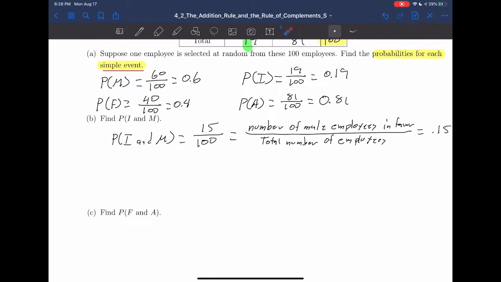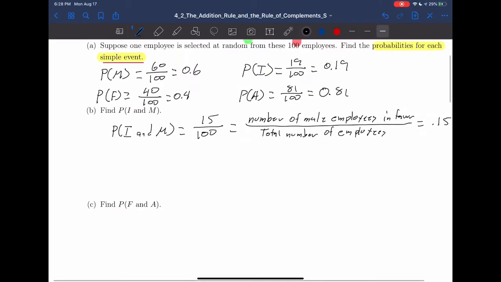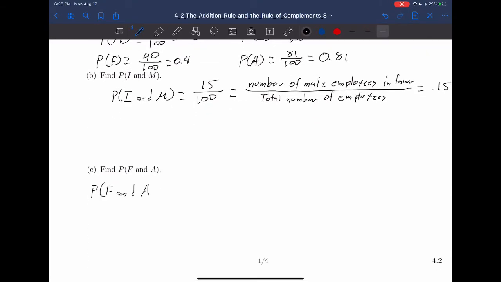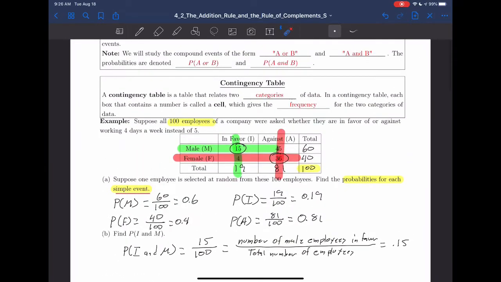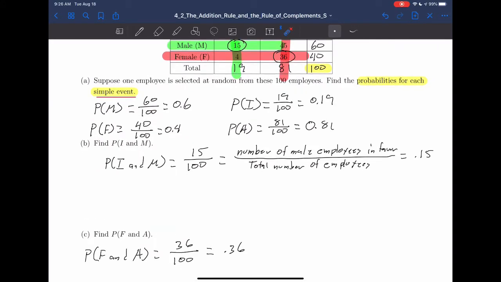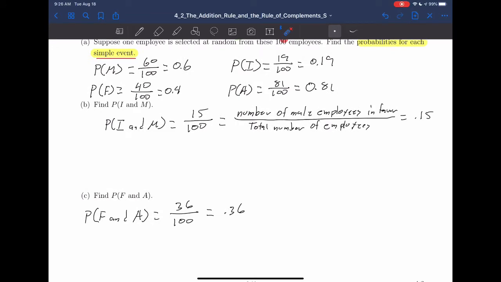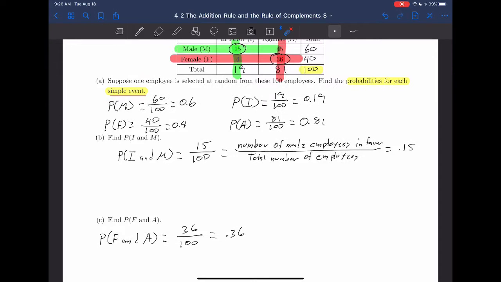And again, if you want to find the probability of a female who's against the policy, you look at the female row and the against column and see where they intersect. And they intersect at 36. So this will be 36 over 100, which is 0.36. So finding probability using a contingency table is pretty simple, especially when we're dealing with probability of A and B. But notice that we haven't done any example with the probability of A or B. For that, we're going to use a different method.